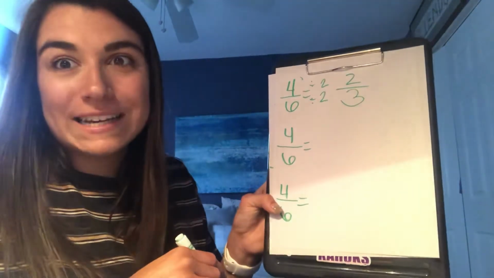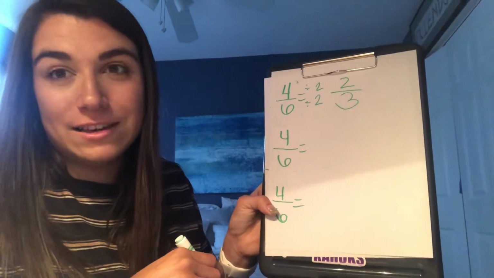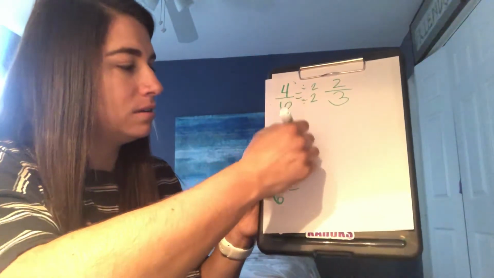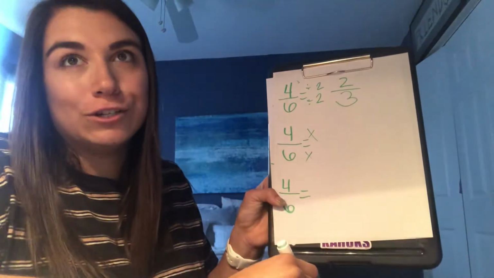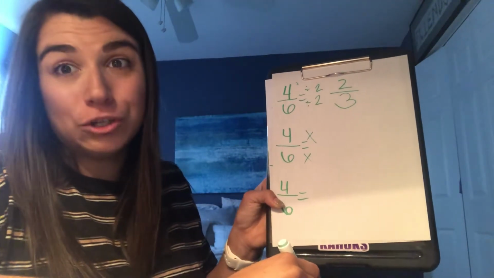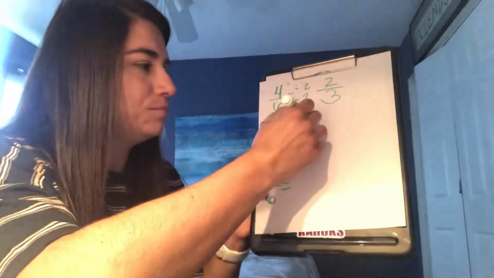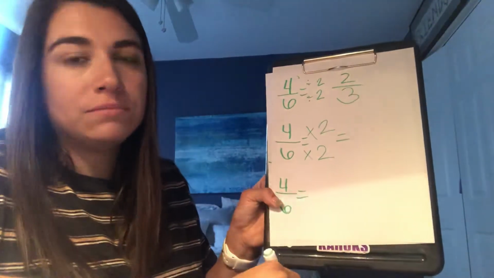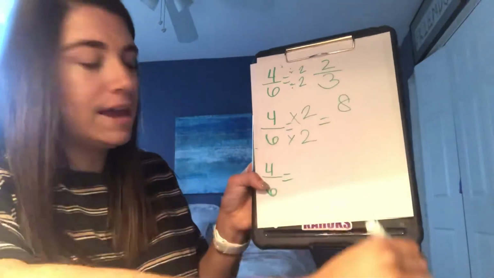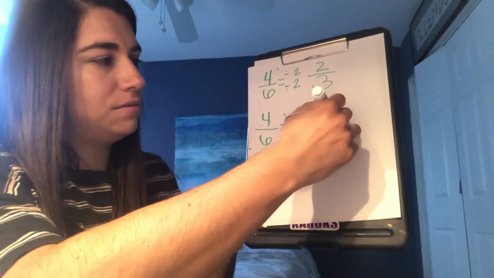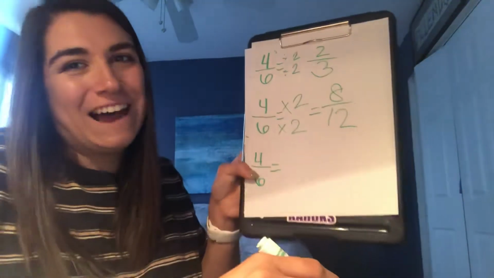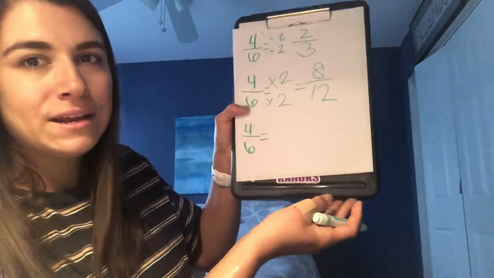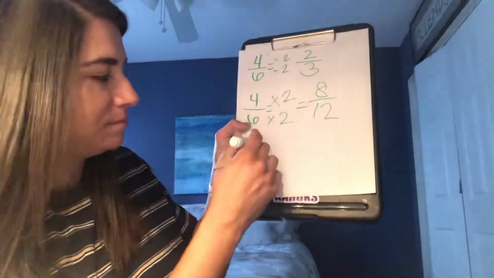So 4/6, now we're going to times it by the same number on the top and the bottom. Let's do 2. We like to do 2. That comes in handy a lot. So 4 times 2 is 8, and 6 times 2 is 12. You can see my drawing is not very good. That's okay. You get the point. 8/12.